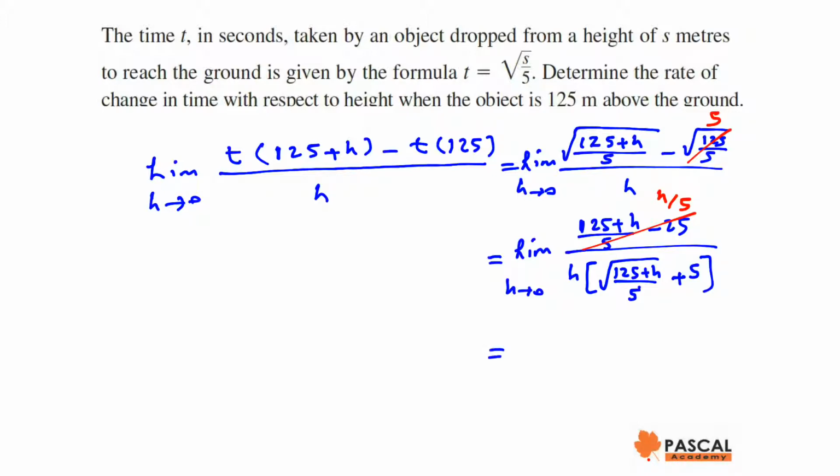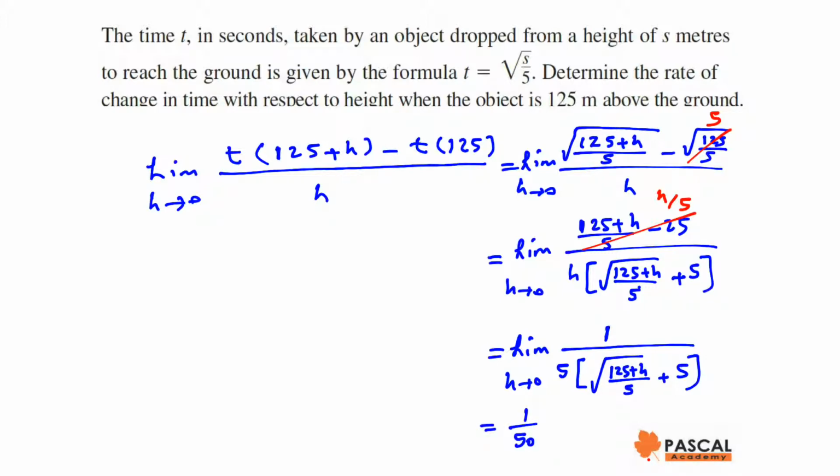h and h get cancelled, and this limit would be the same as the limit of 1 over 5 times 1 over (square root of (125+h)/5 plus 5) as h approaches 0. By direct substitution, this limit would be 1 over 5 times 10, which is 1 over 50 seconds per meter.